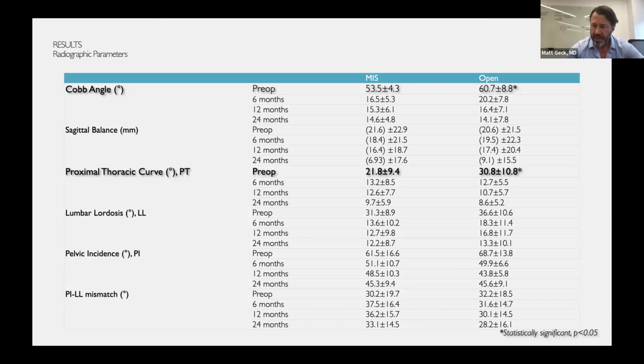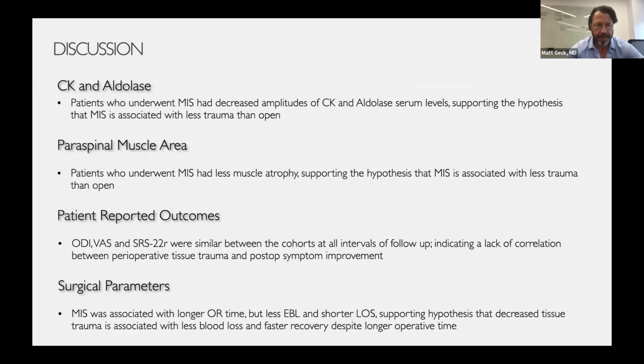And everything else was basically comparable. So in terms of our final results, they had really less tissue trauma by serum levels of some indicators. The paraspinal muscle areas had less loss of muscle bulk, although they both had a little bit, probably having to do with having had a surgery. And outcomes were the same. MIS took a little longer, but less blood loss and shorter length of stay.